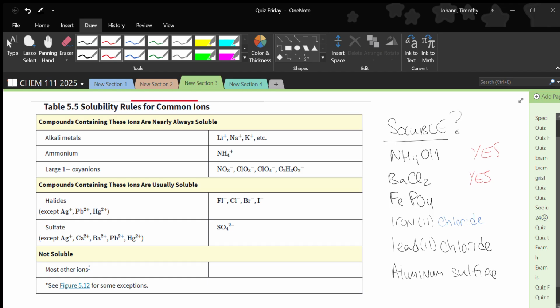All right, so we try two more. Let's look at the next two. So we have iron phosphate. Is iron in any of these things up here? Okay, it's not in things up there. All right, so no iron.